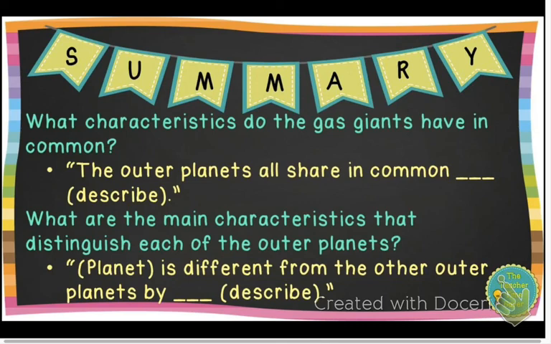The other question is, what are the main characteristics that distinguish each of the outer planets? So you could start by saying Jupiter is different from the other outer planets by, and then tell me why it's different. Saturn is different. Uranus is different. Neptune is different. So you should have all 4 planets described in there and what makes them unique. Okay. Once you have that finished, then you can take pictures of both sides of your paper and send it to me.